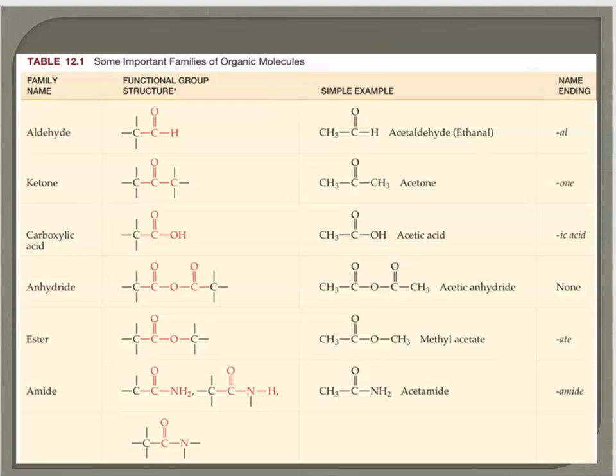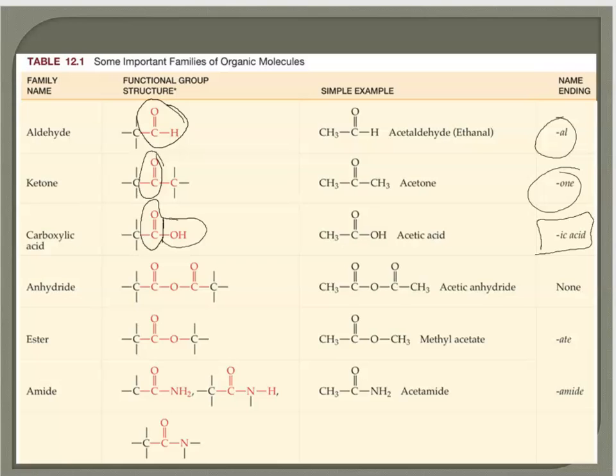Aldehyde, that is where we have this carbonyl group at the end of a chain. Ketone is a carbonyl group within a chain, and notice the difference there. The aldehydes have the al ending, and the ketones have the on ending. Carboxylic acids, we have that carbonyl group as well as this extra alcohol group, and we add the ic acid ending to carboxylic acids, for example acetic acid.